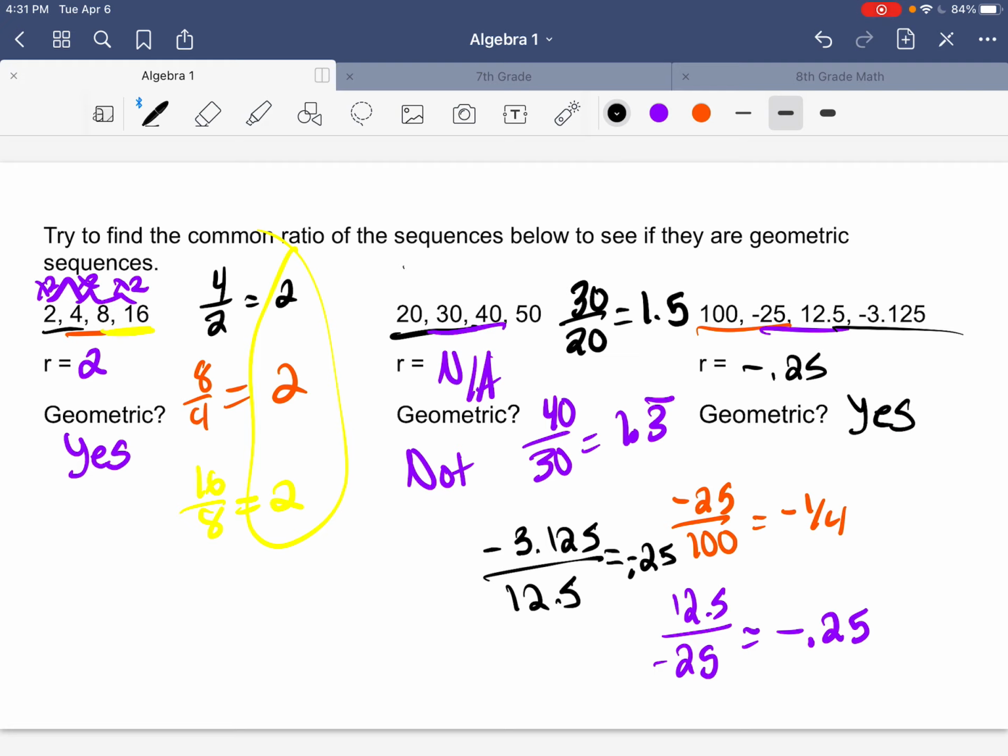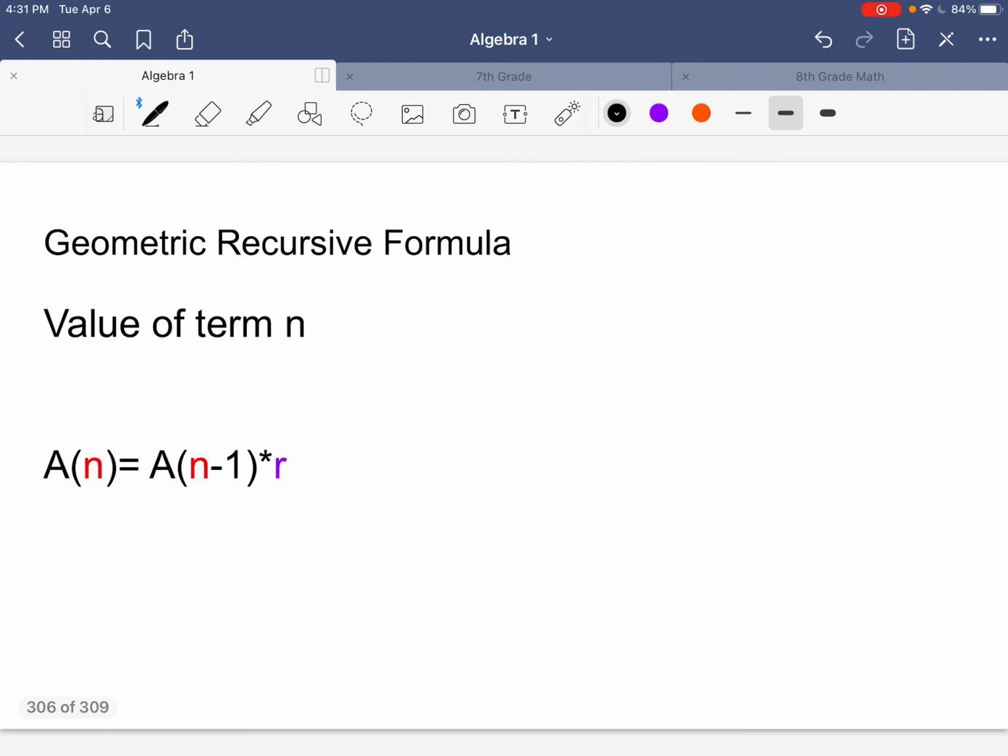Cool. Let's keep going. This is how you write the recursive formula for a geometric sequence. n is going to represent any number, and r is going to be your common ratio. But very similar. Pause this if you want to write it down or make sure you have it. Cool.